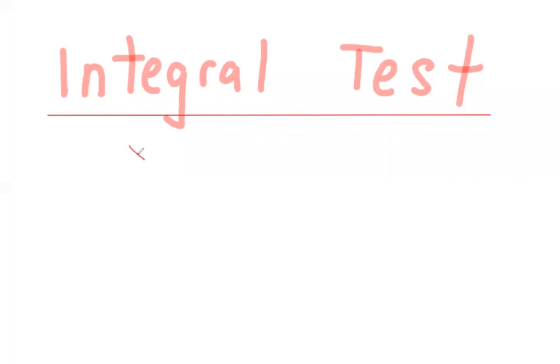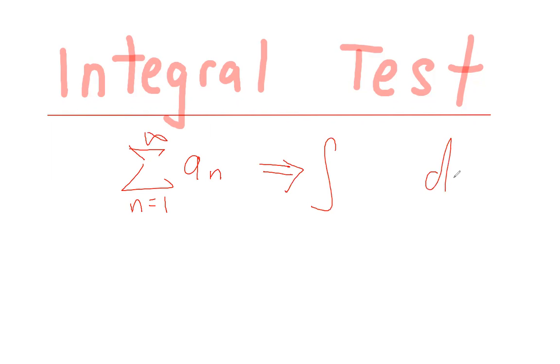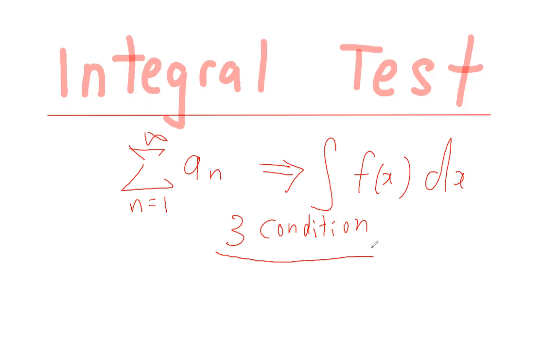Let's say we have a series, a summation starting from 1 to infinity, of the term an. In the integral test, we need to transform this series into an integral, like this. From series, transform into integral. And we have to fulfill 3 conditions, all right? Remember this, because not all series can use the integral test. So it has to satisfy these 3 conditions.